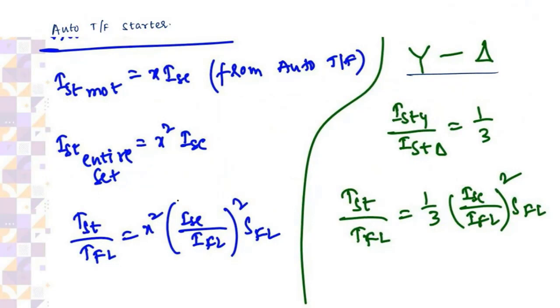The auto transformer also reduces the current by x times, and the starting torque also going to change by x square times. Remember, there is a small difference. The starting torque drawn by the motor is x times reduction, whereas the starting current drawn by the entire set, auto transformer plus motor, is x square times reduction.